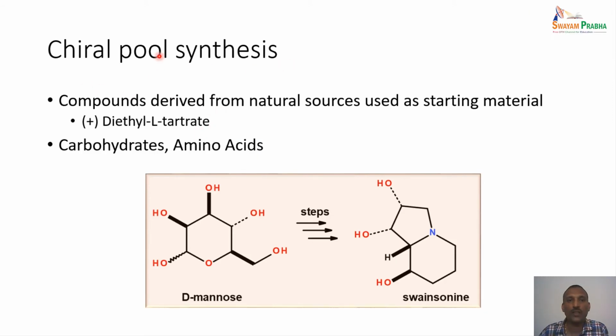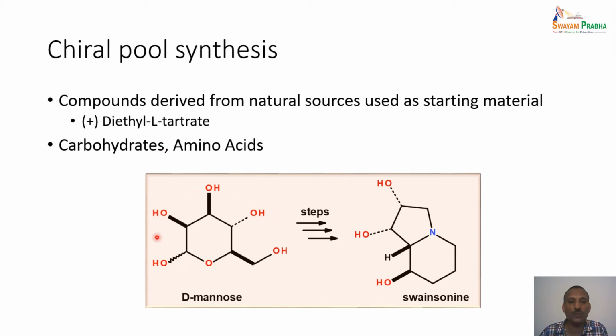Then the next one is the chiral pool synthesis. As we mentioned earlier, chiral pool synthesis basically depends on natural sources. So the starting materials are generally derived from natural sources. In this particular case, we are using diethyl tartrate. So this is mainly used for carbohydrates and amino acid separation.